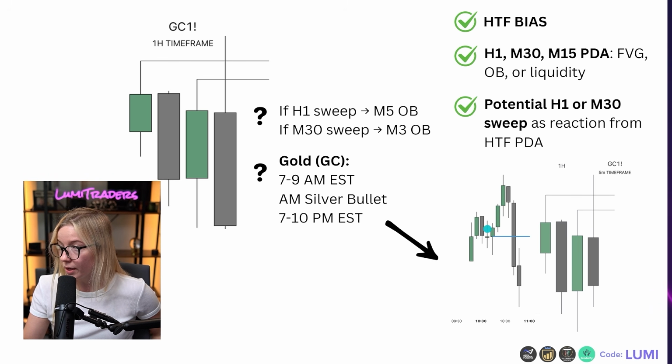As we can see, I switch on 5-minute chart. Yes, here's a double sweep. And yes, 5-minute order block confirmed. Next question, are we inside this time window between 7 and 9 a.m.? Maybe silver bullet, I am silver bullet. Maybe Asia session between 7 and 10 p.m.